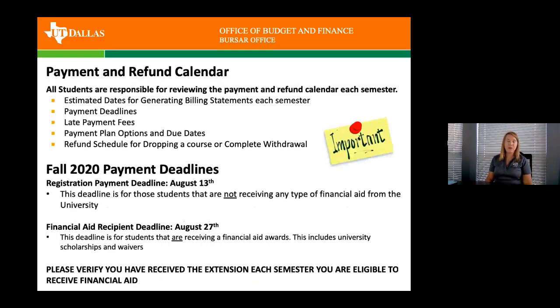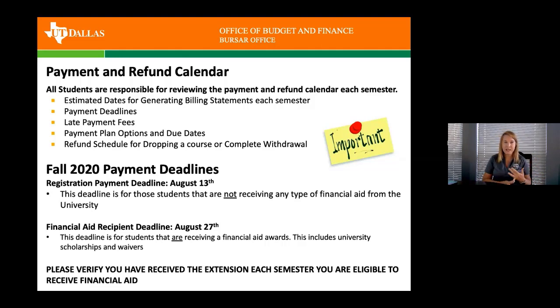So I mentioned the payment and refund calendar a few slides back. The payment and refund calendar is very important. Students are responsible for knowing the payment refund calendar. Well, we don't expect you to memorize it, don't get me wrong, but we do expect that you'll go look at it, that you know what information to find on that calendar. So if you're wondering, when is my deadline? When are they going to post our charges? All of that's on there.